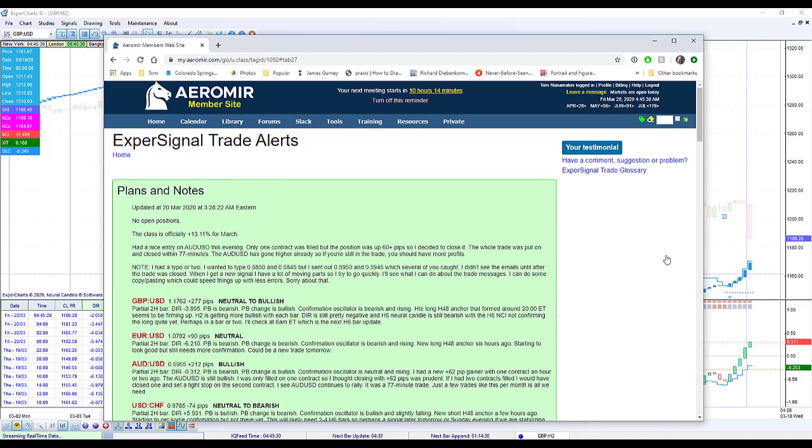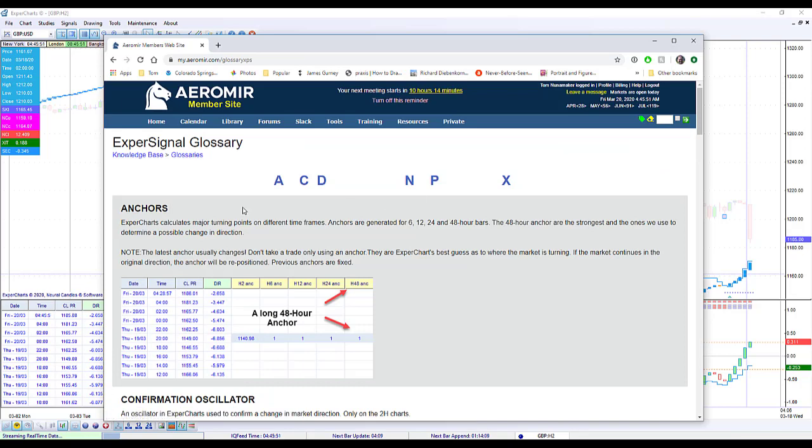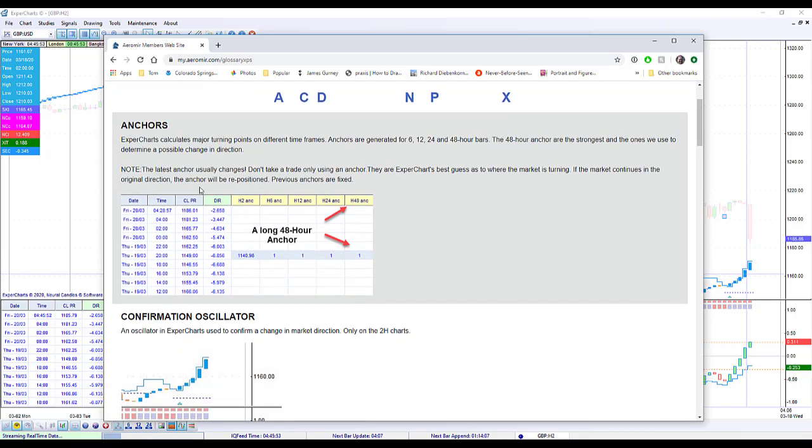Today I'm going to show you a little bit about ExperSignal, the underlying terms and things that I use with the ExperCharts software. So when you see them in the trade messages and the summaries that I do, you'll understand what I'm talking about. So to get a quick overview, if you're on the class page, you'll see ExperSignal Trade Glossary. So if you click on that, I've expanded this a little bit.